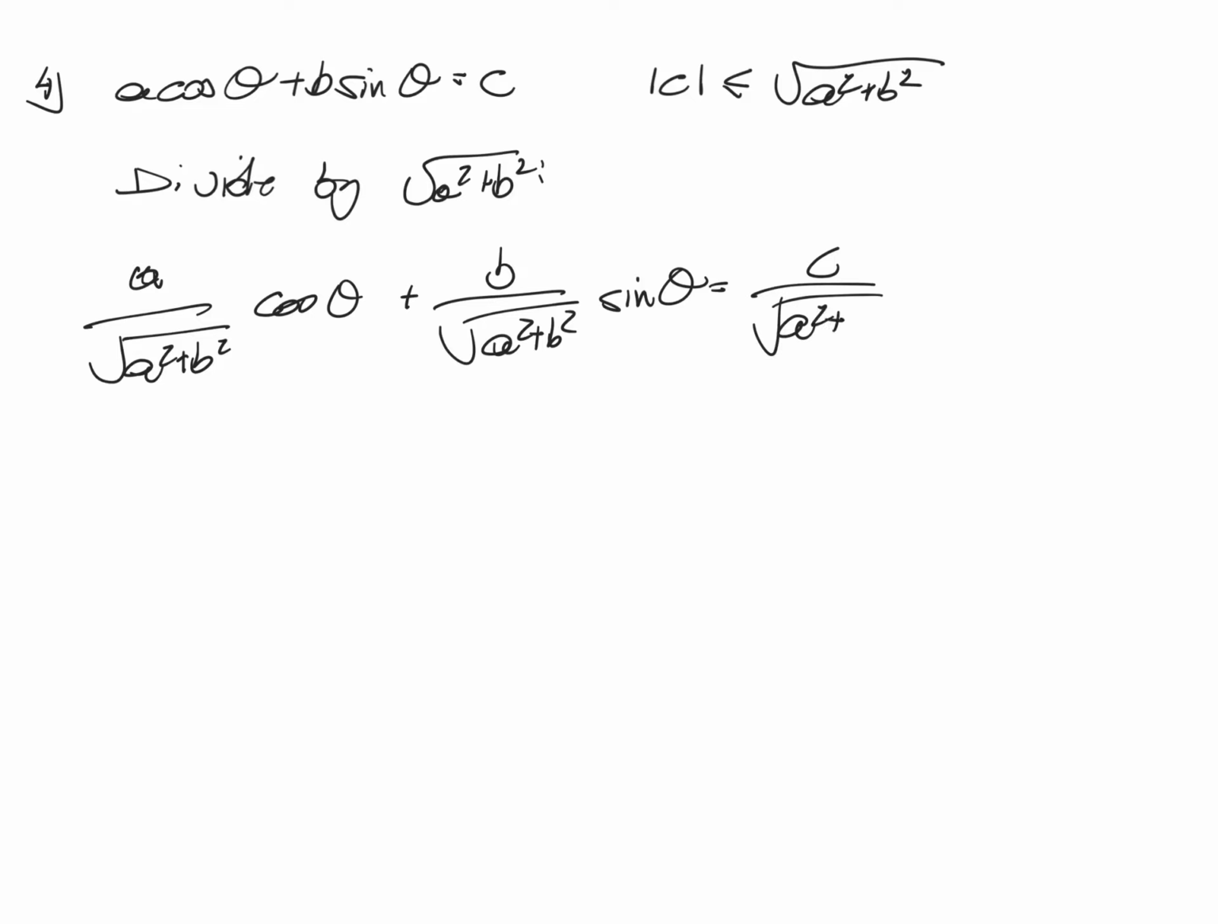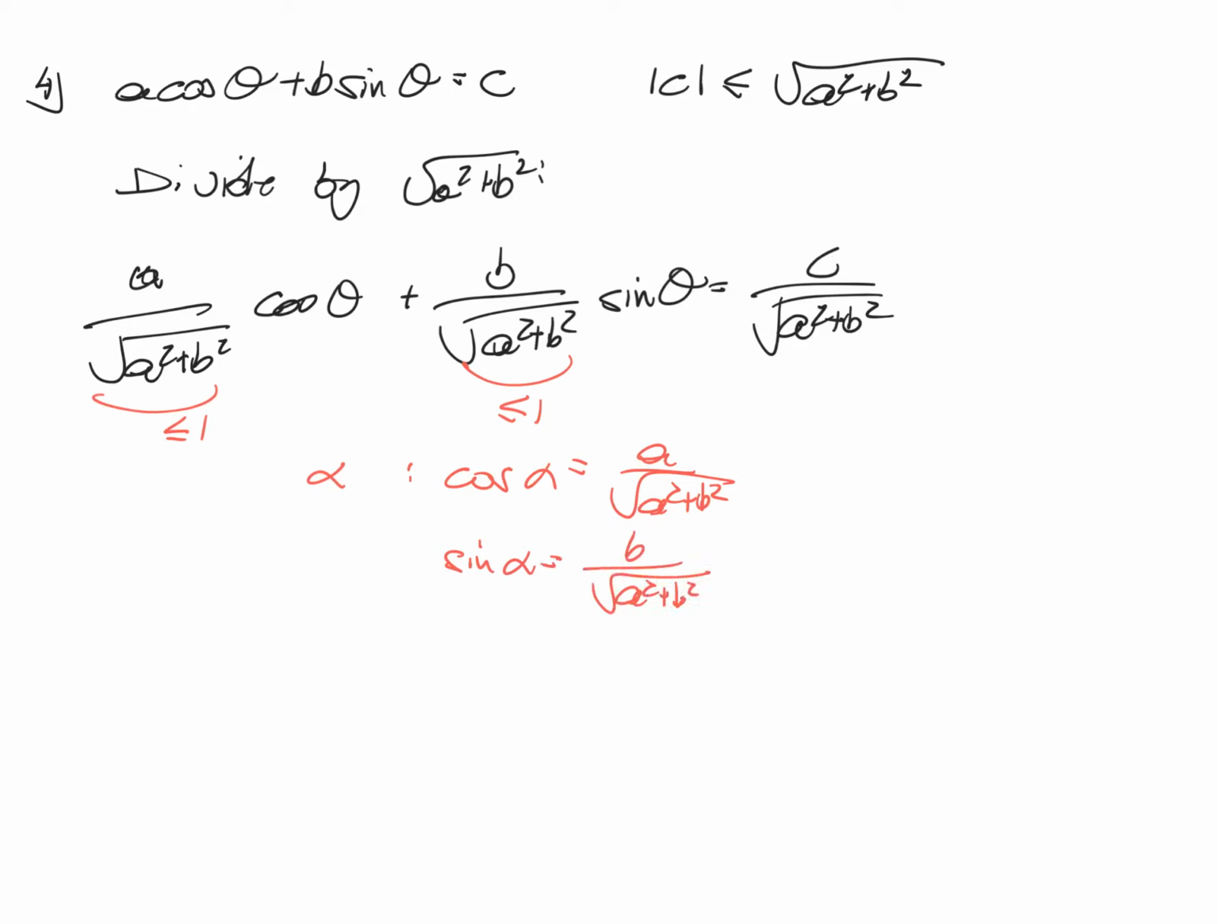We see then that this coefficient and this coefficient in absolute value is smaller than 1. So it is possible to find alpha such that the cosine of alpha is equal to a divided by the root of a squared plus b squared, and the sine of alpha is equal to b divided by the root of a squared plus b squared. Visually, this becomes clear if you take a right-angled triangle with one side equal to a and the other side equal to b.